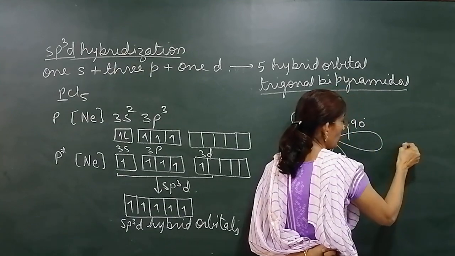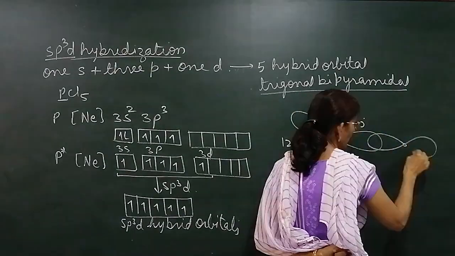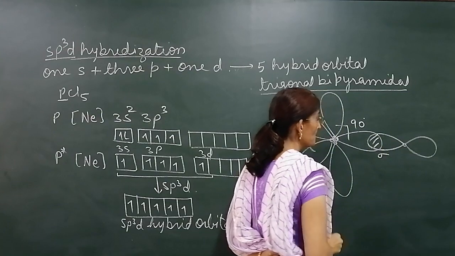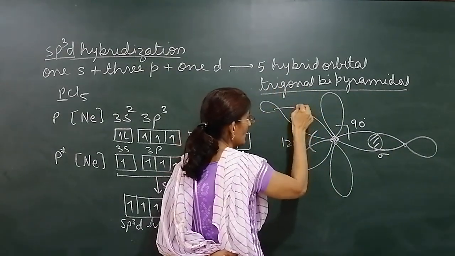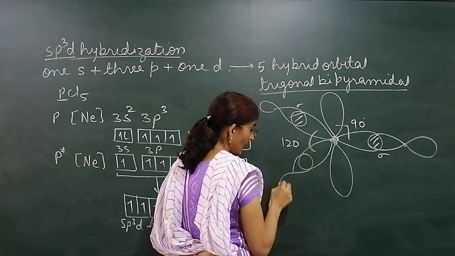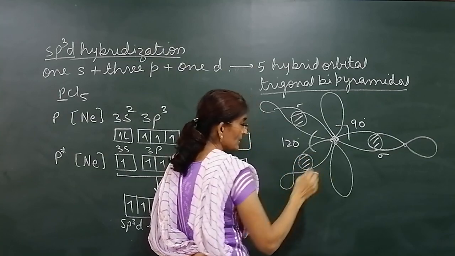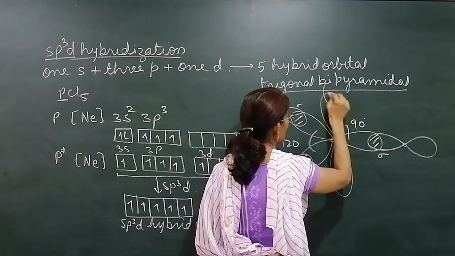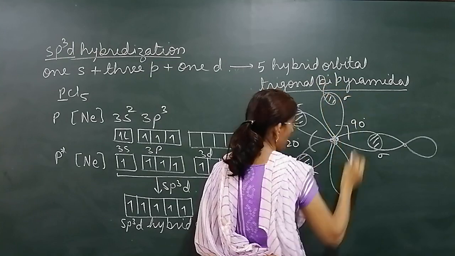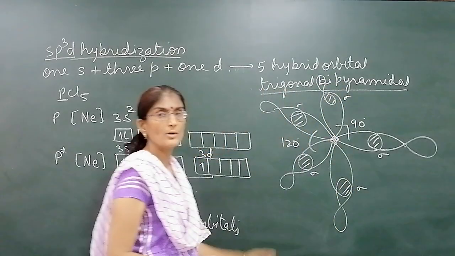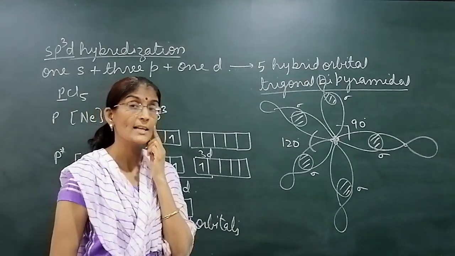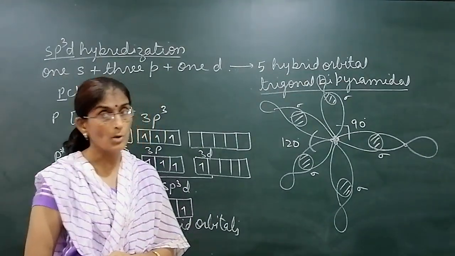Five chlorine atoms will overlap. One here, sigma bond. One will overlap with this, another sigma bond. Third will overlap with this. Five chlorine atoms are there. Sigma bond. Fourth chlorine atom overlaps with this. Sigma bond. Fifth chlorine atom overlaps with this and forms a sigma bond. So a total of 5 sigma bonds are there in the PCl5 molecule.